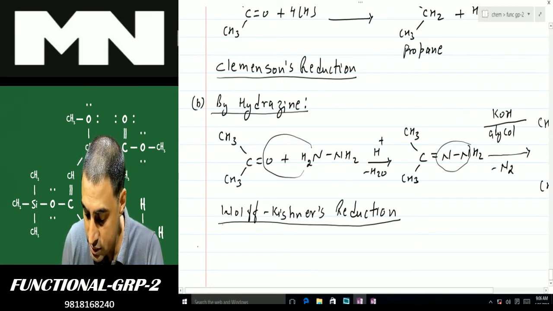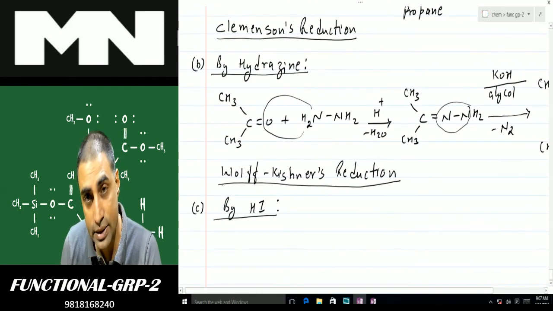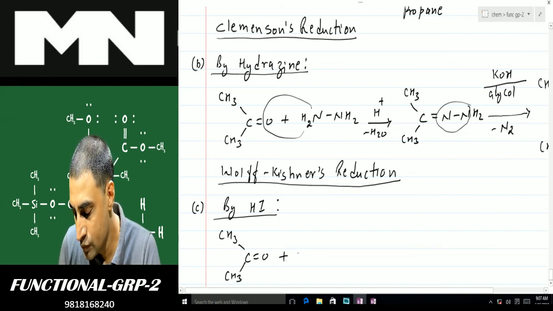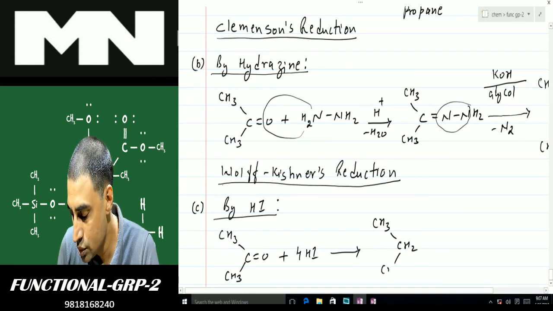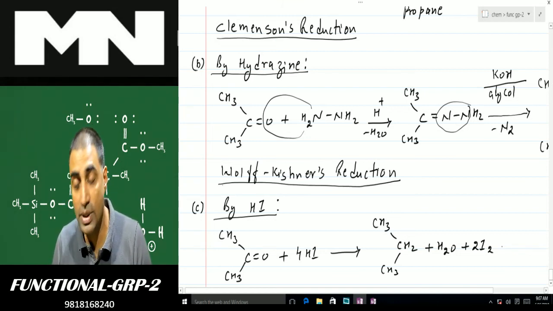The third reduction process we can use is by HI. HI again is a strong reducing agent. Again I am giving you the example of propanone. I am reacting it with 4 moles of HI. I will get the compound CH3CH2CH3 plus H2O plus 2I2. So HI again is a strong reducing agent, and will reduce aldehyde or ketone to their corresponding hydrocarbon.